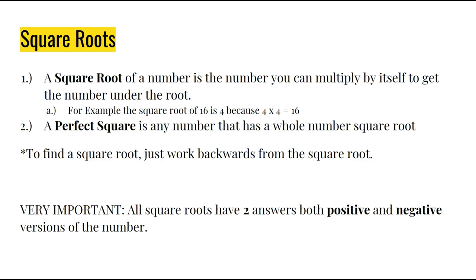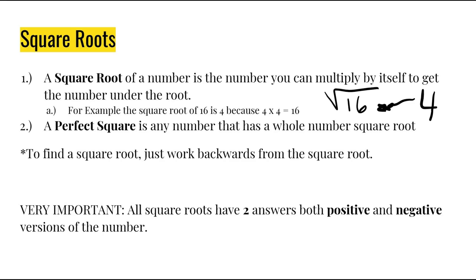First off, square roots. A square root of a number is the number you can multiply by itself to get the number under the root, or what we call a radical. So you're going to have a radical symbol, and a number under the radical. The square root of that number is what number multiplies by itself to give you 16. In this case, 4 would be the number that you multiply by itself to get 16. So the square root of 16, the answer would be 4.